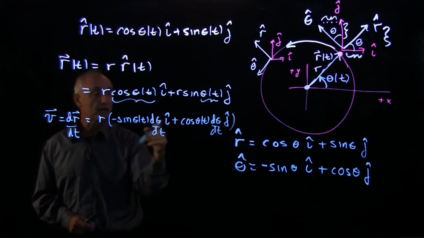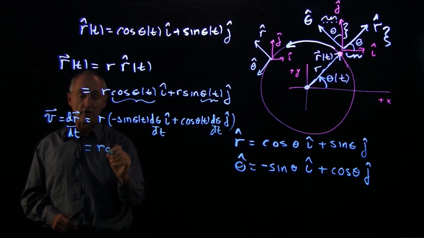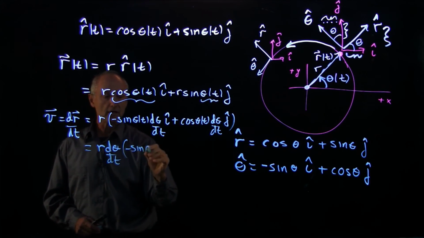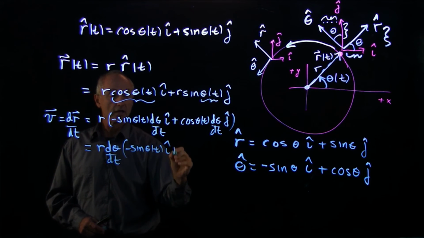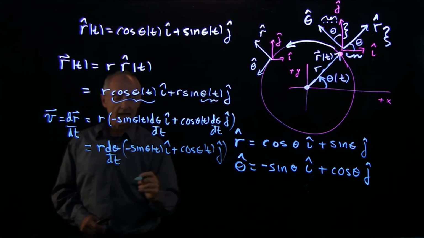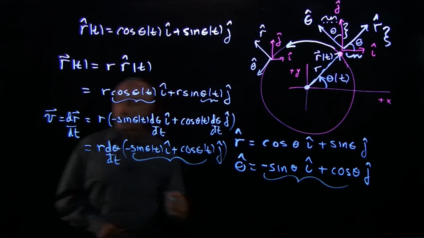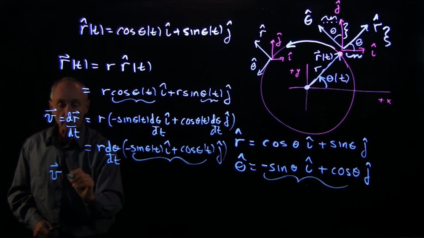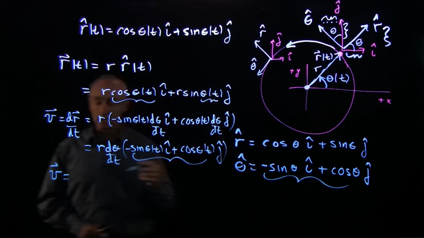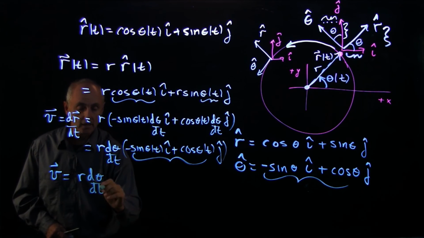Now, notice that I can pull out the common term d theta dt. So I have r d theta dt, and I have minus sine theta of t i hat plus cosine theta of t j hat. And if you'll notice, this is exactly the unit vector theta hat. So we can write our velocity vector for this object that's moving in a circle as r d theta dt theta hat.